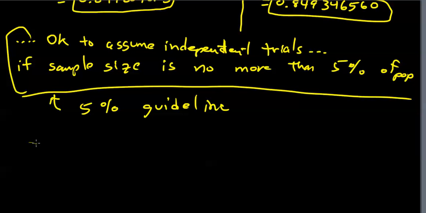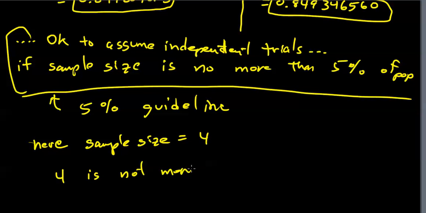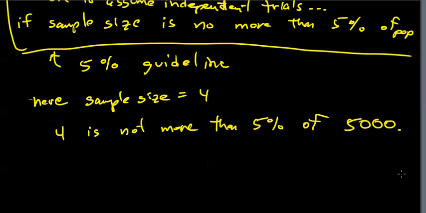Alright, here in this example, the sample size was 4. We randomly selected 4, and 4, of course, is not more than 5% of the 5,000 tires from the available population. Right? 5% of 5,000, and let's say 10% is 50, so 5% is going to be 250. Way, I should say, not more than 5% of 5,000. Okay?